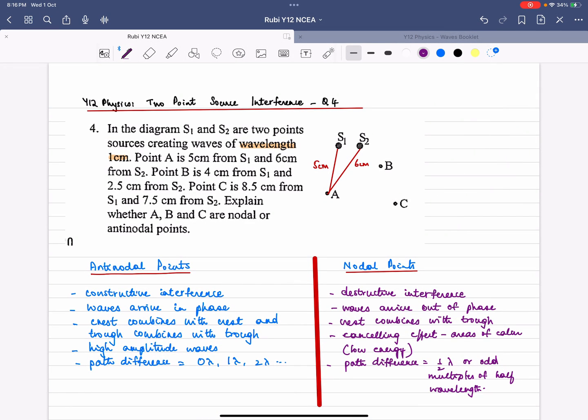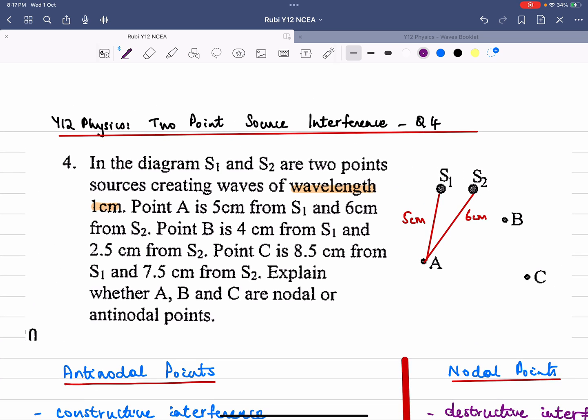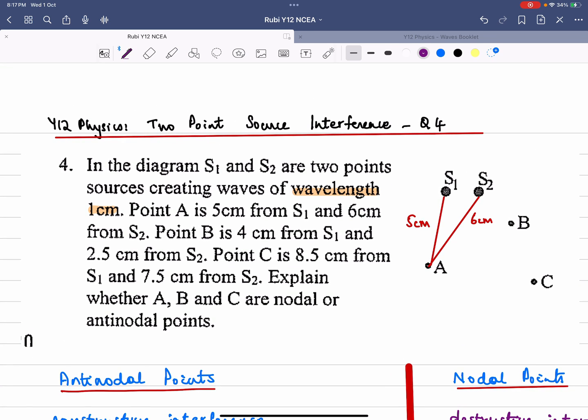John again with another question about two-point source interference. This time it is question 4 and this is for year 12 physics.